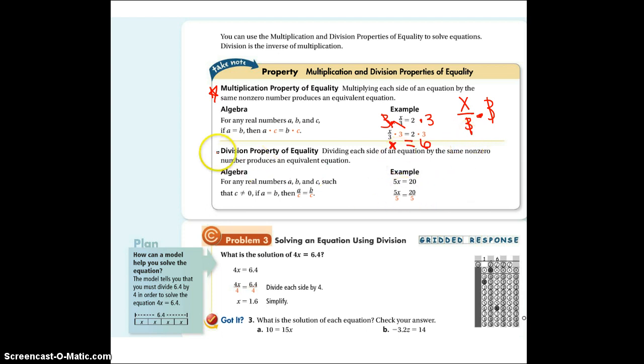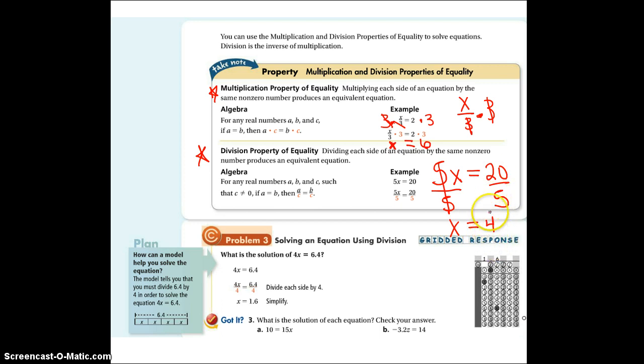Okay? And then why would I use the division property of equality? Well, in this one, I have 5 times x equal to 20. The opposite of multiplying by 5 is to divide by 5. 5 divided by 5, those cancel each other out. They equal 1. So I would have x equal to 4.